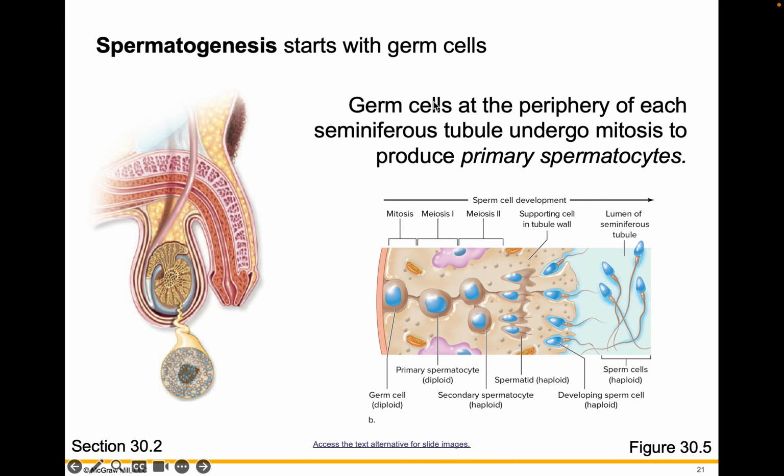Spermatogenesis starts with germ cells. Germ cells at the periphery of each seminiferous tubule undergo mitosis to produce primary spermatocytes.